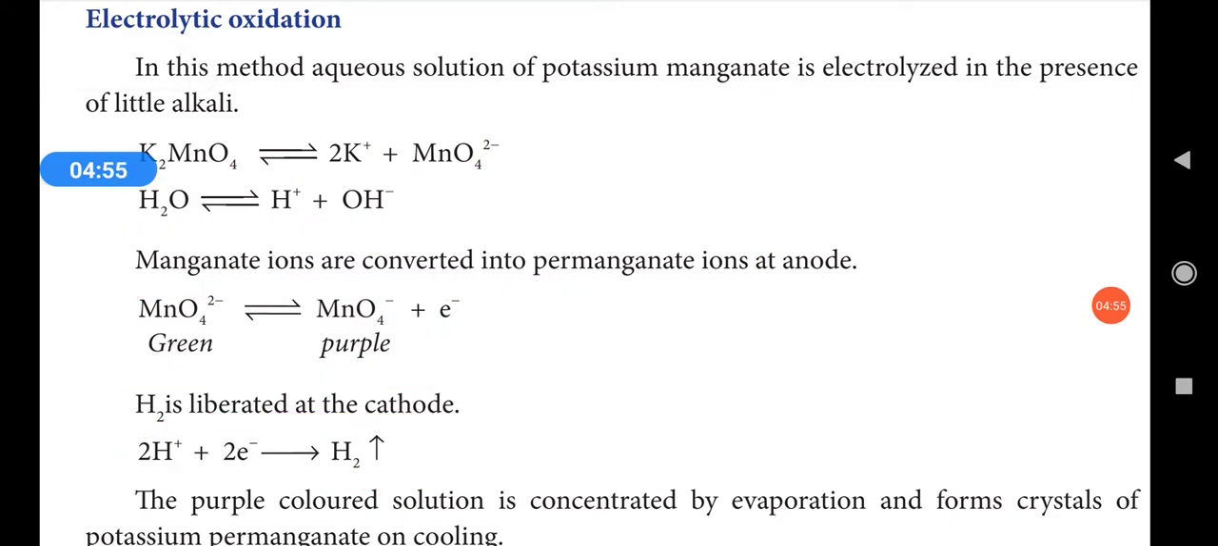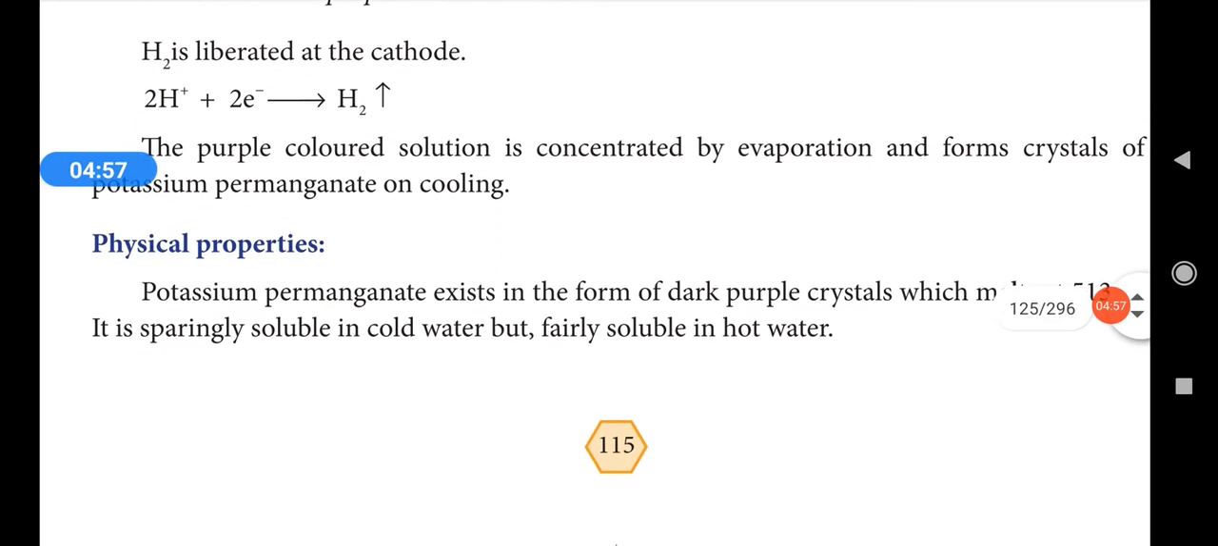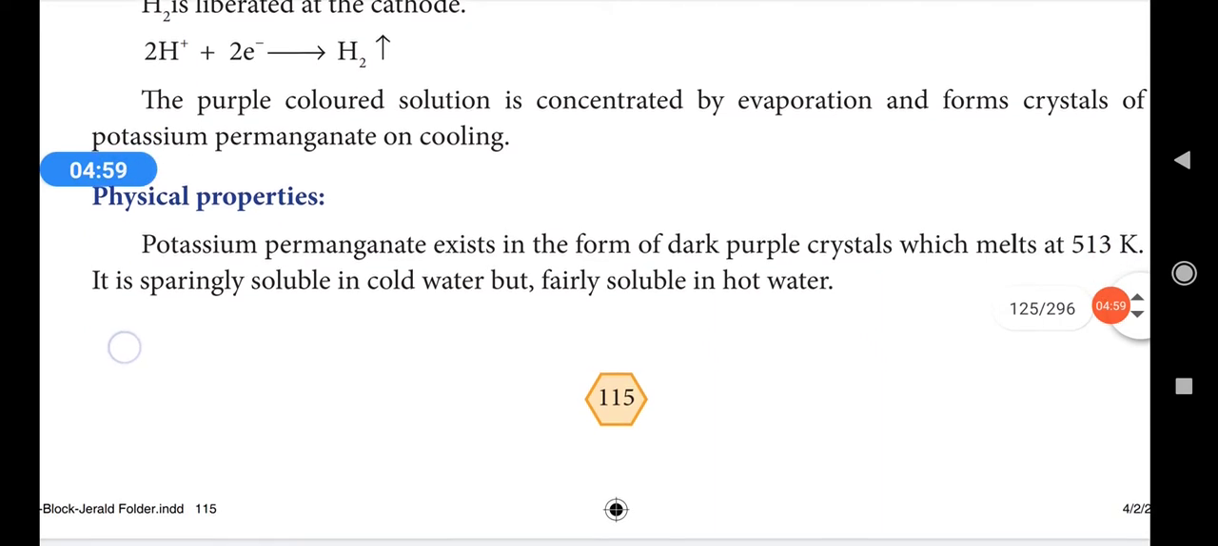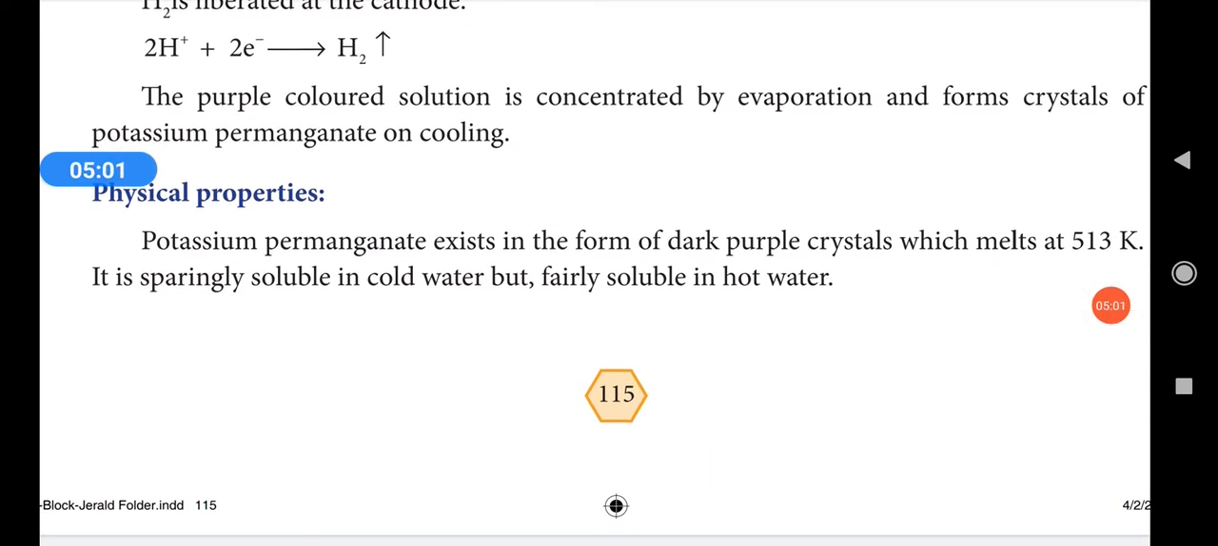Okay, the purple colored solution is concentrated by evaporation and forms crystals of potassium permanganate on cooling. So the green colored solution will become purple colored. If we heat that purple colored solution, you can get crystals of purple colored potassium permanganate.